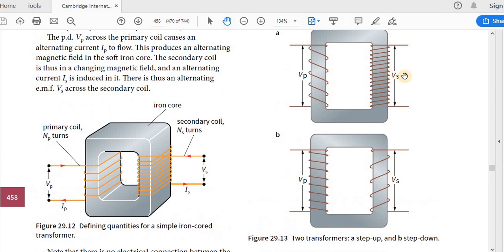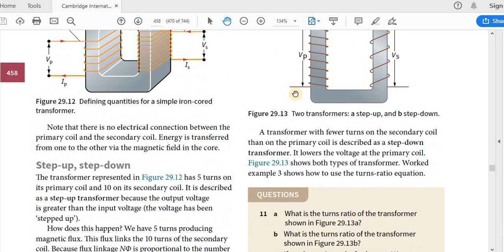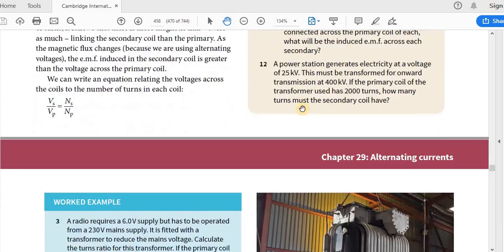Now this is a step up transformer. Here we have a step down transformer. Here the number of coils is more than the number of coils here, so the voltage here will be more than the voltage here. So that means it's a step down transformer. B is a step down transformer. Alright, make sure you answer all these questions.